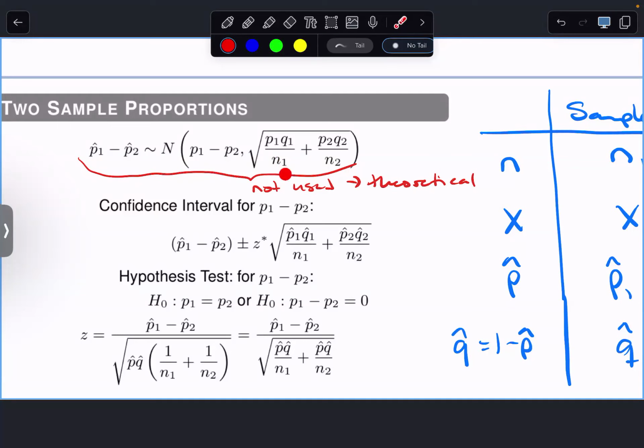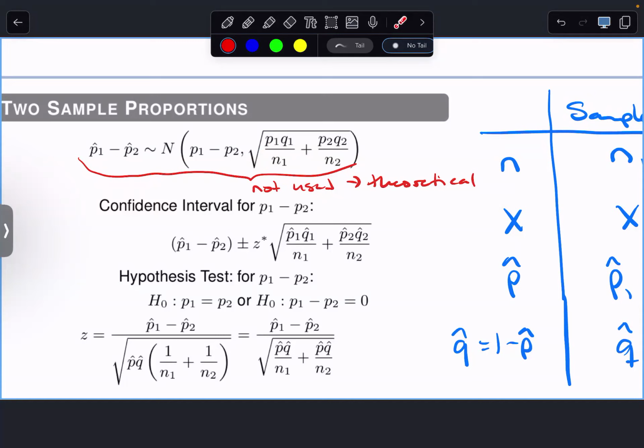It used to be PQ over N square rooted. Now I have information from 2 groups. So I have P1 Q1 over N1 plus P2 Q2 over N2, then square rooted. It's very, very similar. Problem is, if we had these population proportions, we wouldn't be here. Then we can just look at them and decide if they're different or not. Right? But that's not what we have.